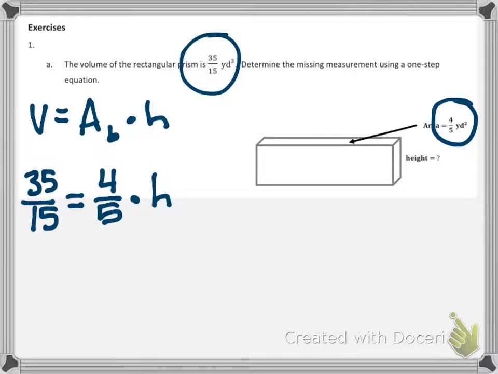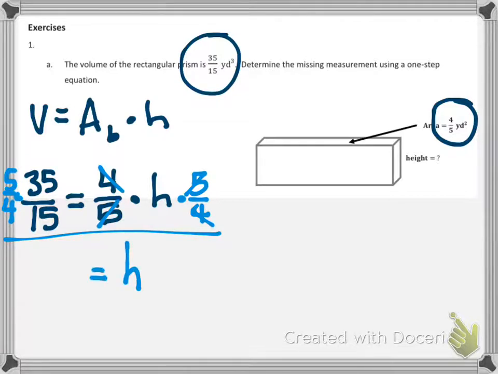And then this is where we multiply by reciprocal. I'm going to multiply this side by 5/4. I'm going to multiply this side also by 5/4. And when I do that, that gets rid of my coefficient. I get h all by itself. That's what I want. And then I'm going to simplify if I can. 5 goes into 5 once. 5 goes into 15 3 times. And we have, that's it. So it's 35 is our numerator, and 12 is our denominator. 35/12 yards is our answer. That's the height.